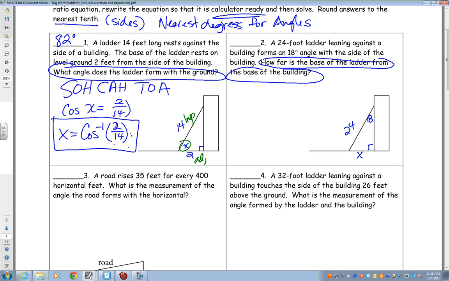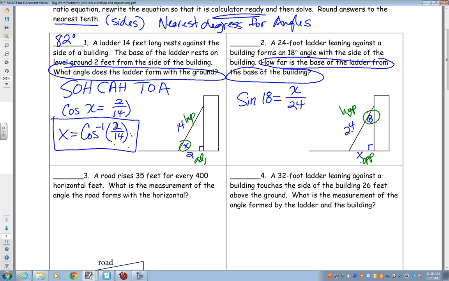Okay, so on this one, are we finding an angle or are we finding a side length? We're finding a side length. So we're still going to do our regular steps. Circle the angle. X would be opposite. 24 would be hypotenuse. Okay? We pick our trig function. What trig function goes with that? Sine. We have to write the trig ratio equation. The sine of 18 equals opposite over hypotenuse, which is 24.